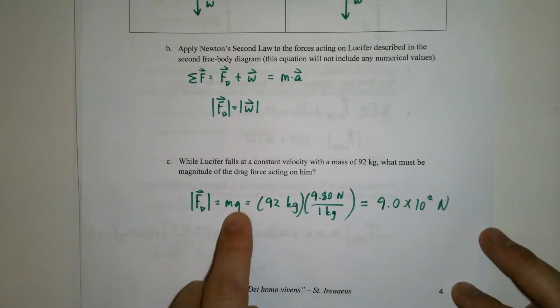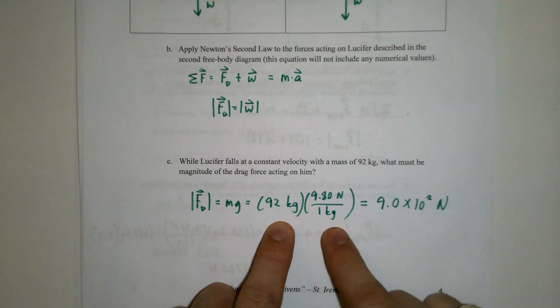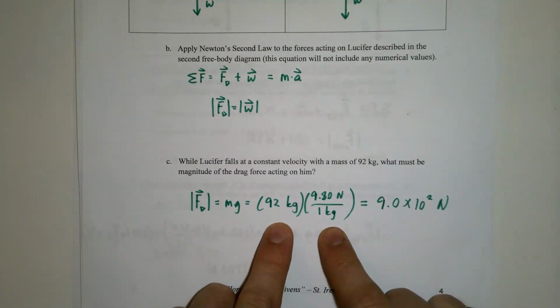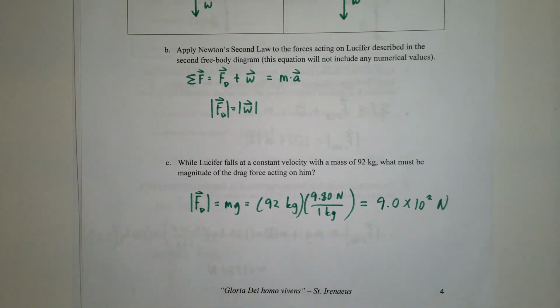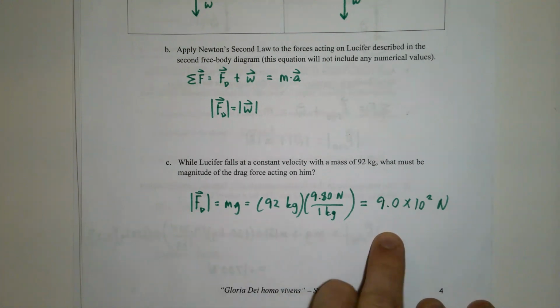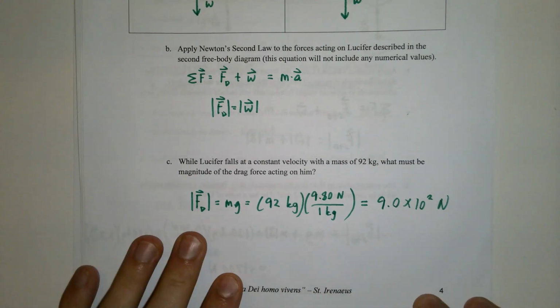His weight depends on his mass in the gravitational field that he's in, which, assuming that the gravitational field of hell is the same as Earth, for whatever reason that might be, we find that it's 900 newtons, but for appropriate significant figures, we'll put 9.0 times 10 to the 2 newtons.